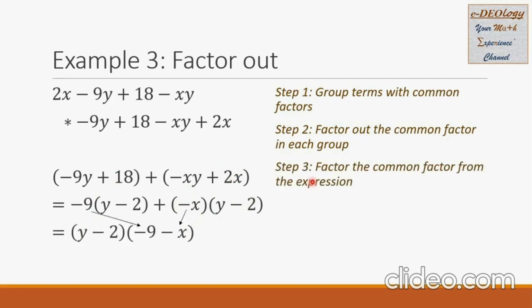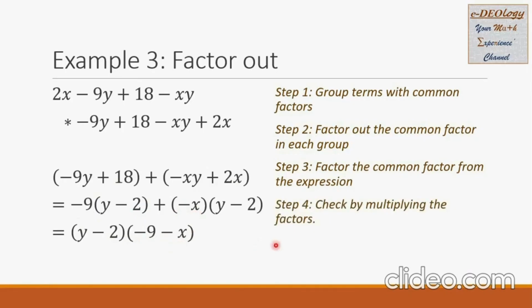And for step 3, let us factor the common factor from the expression. So the common factor is the y minus 2. It is now down here. And for the second factor here, it should be a binomial. I will simply collect the terms that will remain after removing the common factor. For the first group, the negative 9 will come here. For the second group, the negative x will remain, and I should copy that down here.